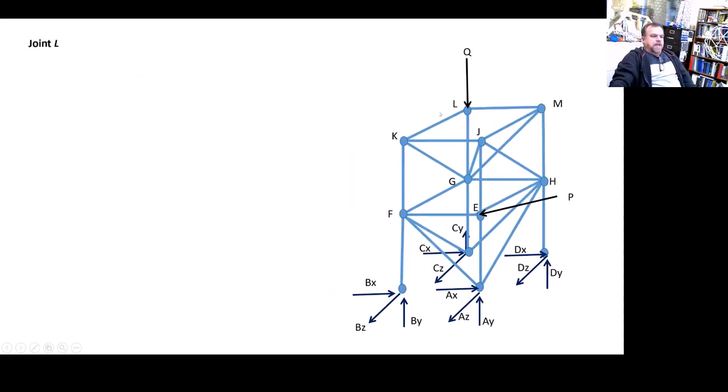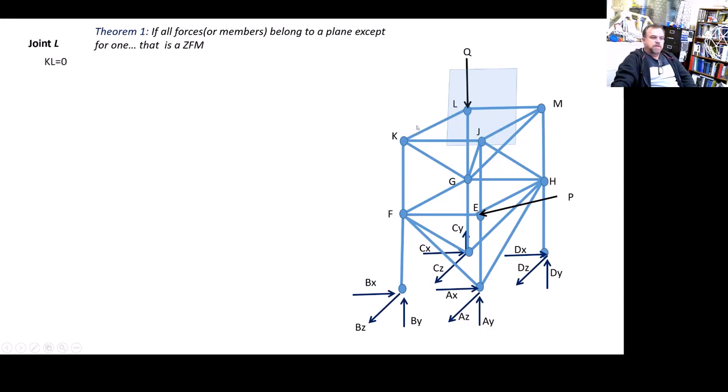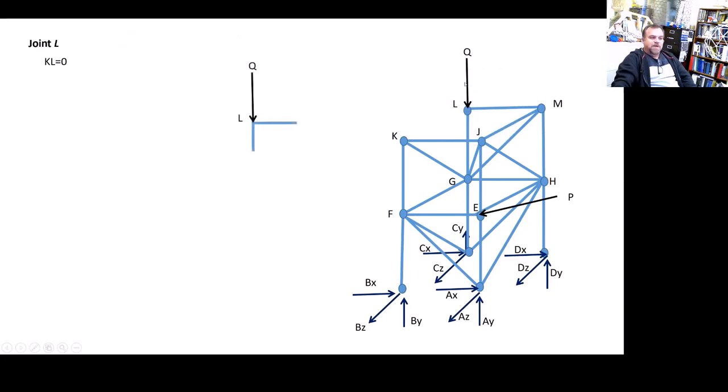Okay, let's focus on the joint L, this joint. If I look at that joint and I put a plane, as I told you, in the back this time, the force Q, LN, and LG are contained in that plane, and only KL is out of plane. And this is theorem number one. If all forces or members belong to a plane except for one, that is a zero force member, meaning KL should be zero. At that moment, if you can erase it, erase it. If you cannot, just mark it there. Let's keep going. There's another way of analyzing this, but I just wanted to apply and see what happened now with the joint L.